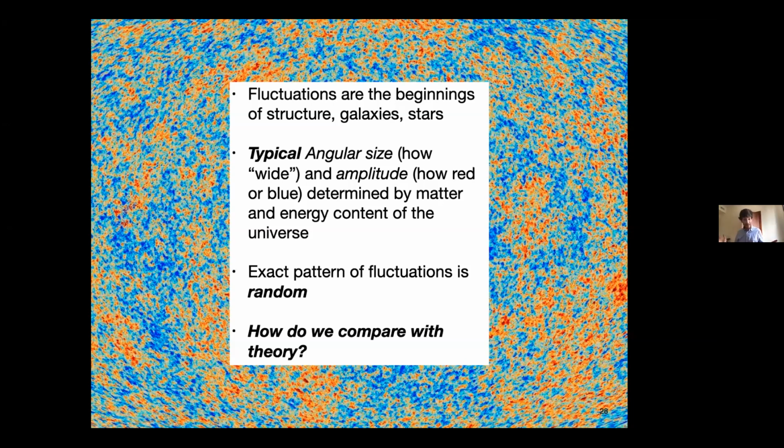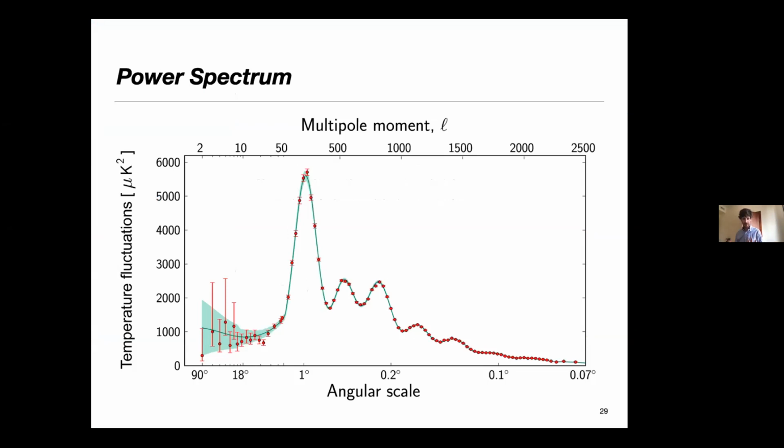As you might imagine, the exact pattern of fluctuations that we see appears to be random. So there's this question of how do you compare this random splatter of hot and cold spots with a theory that tells you what they should look like based on the matter and energy content of the universe. So the way we do that is by plotting, and this is a little bit technical, so bear with me for a minute. I'll try to go slow.